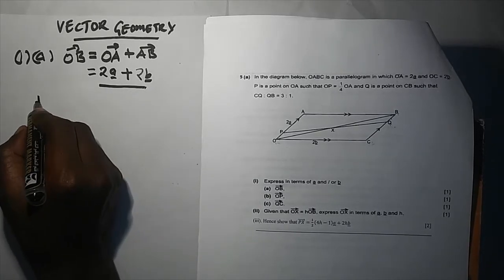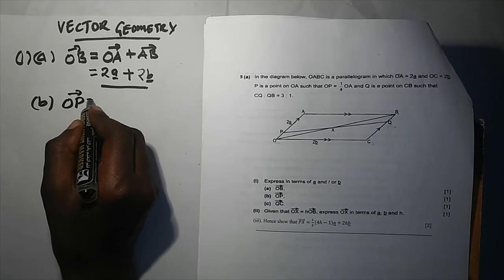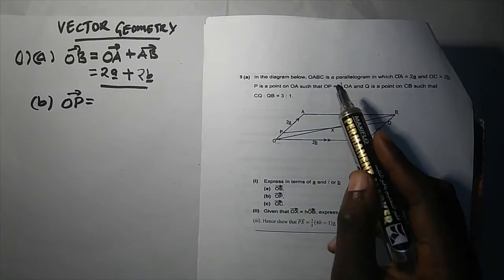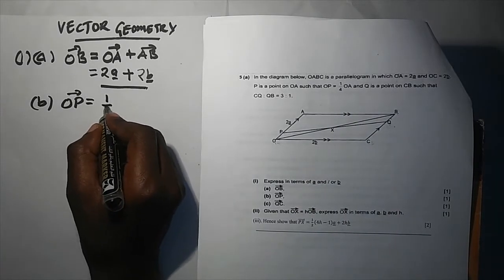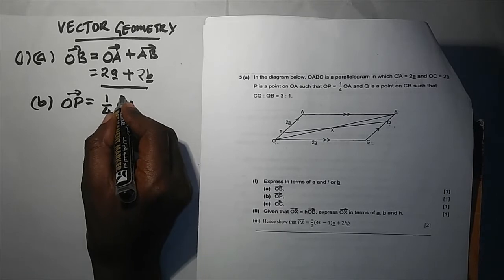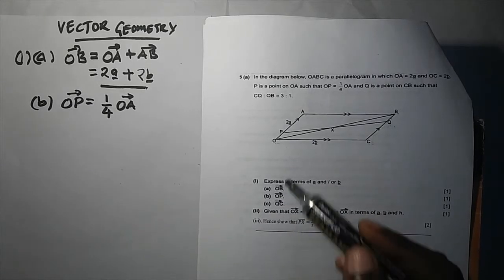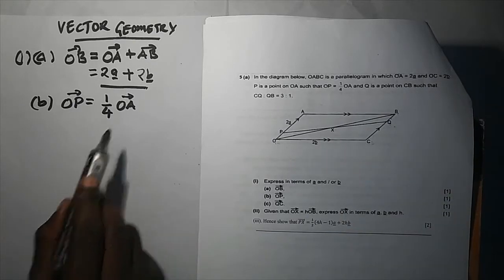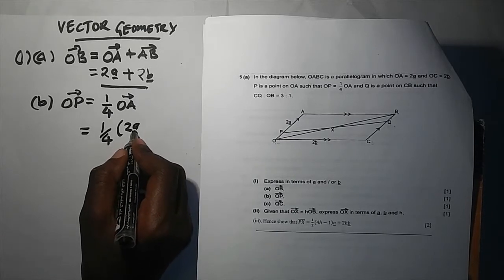And then we go to part B of our question. Okay, so in part B, the question says find OP. Here, OP is from here up to here. In the question, we are given that OP is equal to 1 over 4 OA. So I'll write it here, a quarter of OA. We can see here that OA has also been given. It's 2A, here it is. You can also get it from the question, OA is equal to 2A. So we are going to replace there. So we are going to have 1 over 4 times 2A.